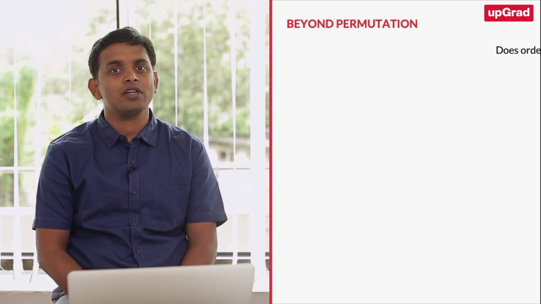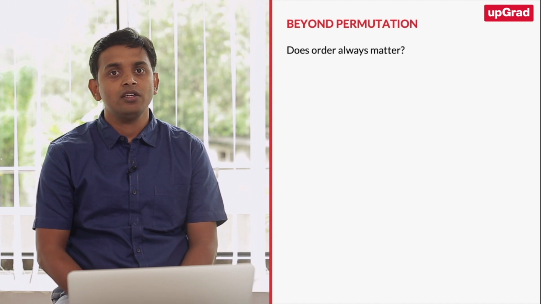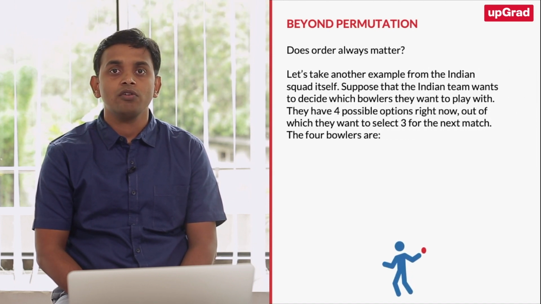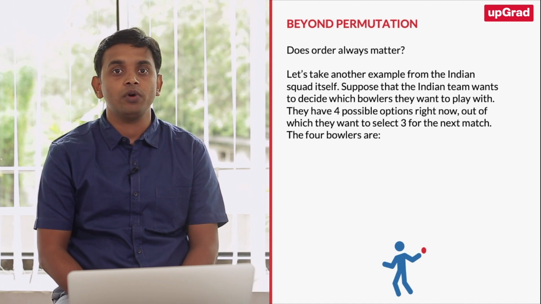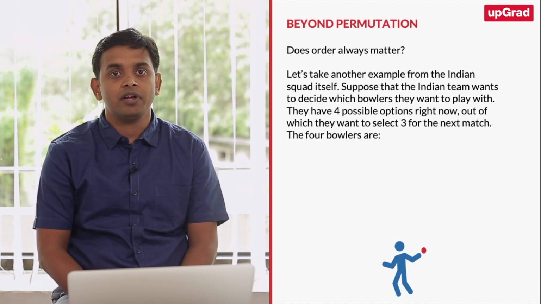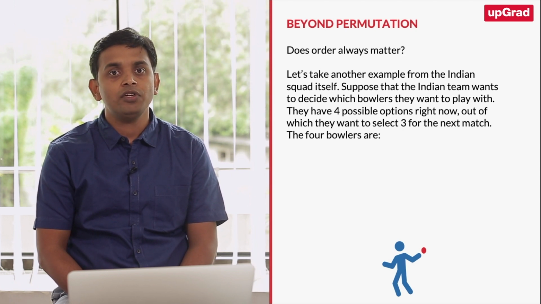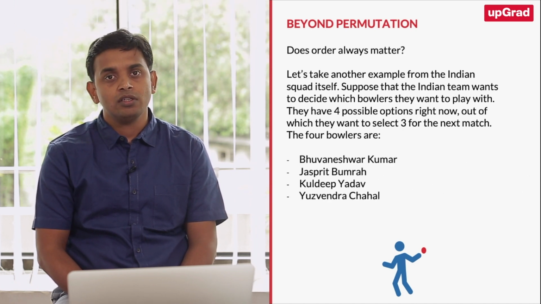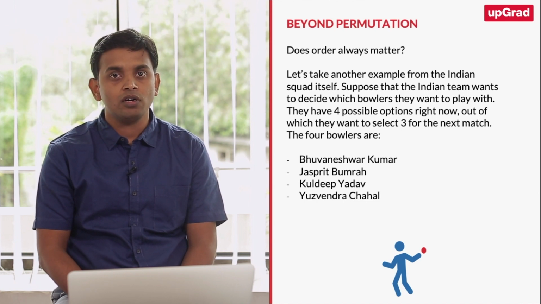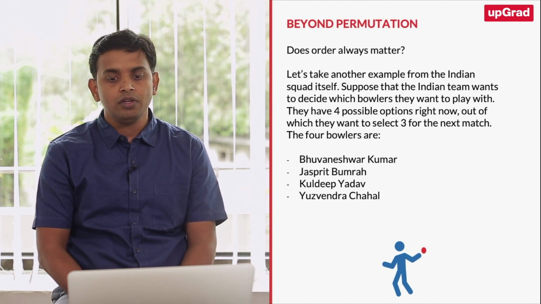In the previous example, we have seen that we had four batsmen and we had to select 4 or 2. But does order always matter? Sometimes yes, but sometimes no as well. Suppose there is a case where you have to select 3 bowlers out of 4 bowlers while choosing a cricket team which is going on a tour, maybe in India, maybe outside. Now, how many possibilities are there in which you can choose these bowlers? There are 4 bowlers and we have to choose 3 of them for the next match.